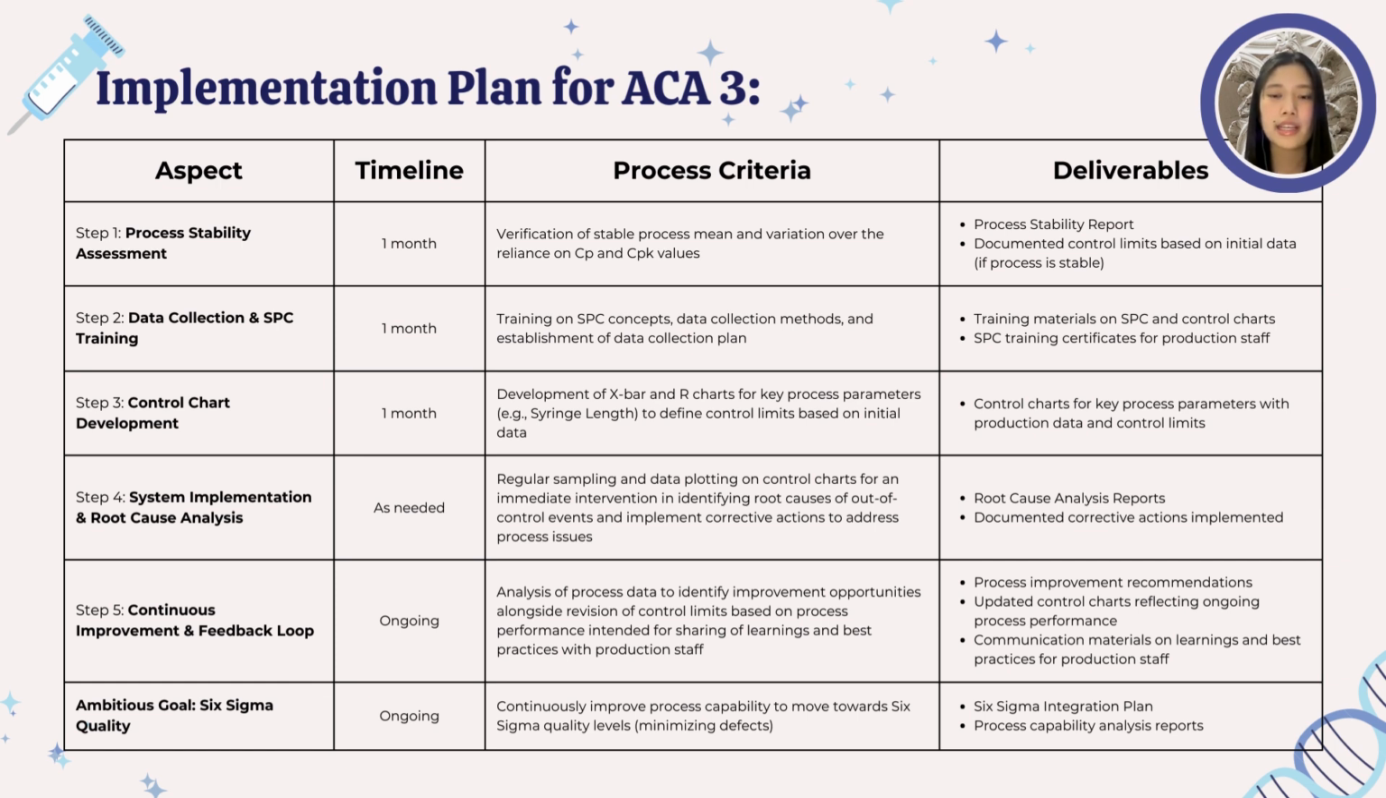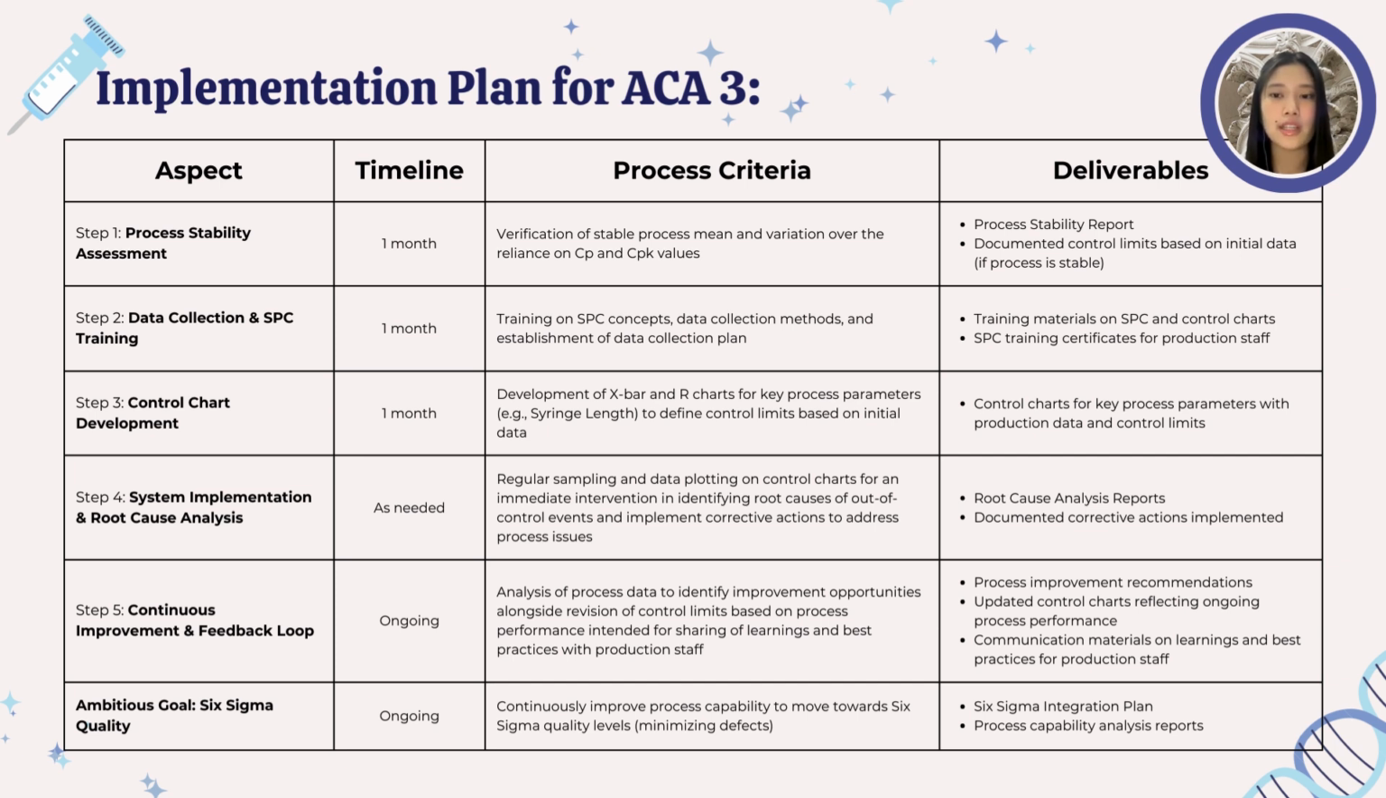SPC. Step 3, allocating 1 month as well, deals with the development of control charts. The focus here is on creating specific control charts like XBAR and R charts for critical process parameters. These parameters could be something like syringe length. The end result of the step will be control charts for key process parameters that are populated with actual production data and have clearly established control limits.